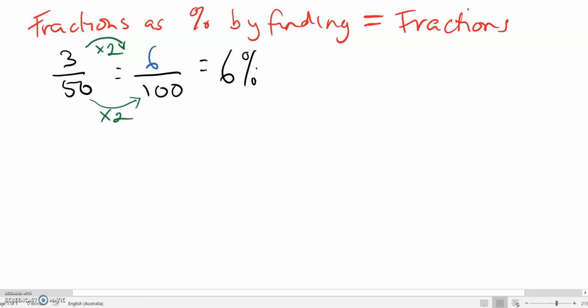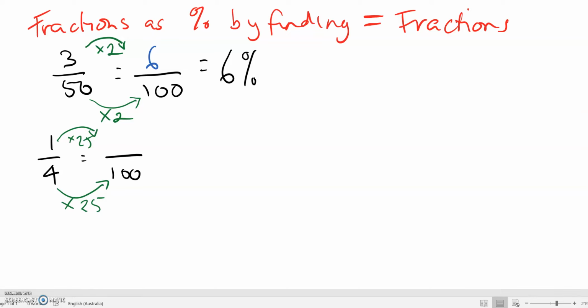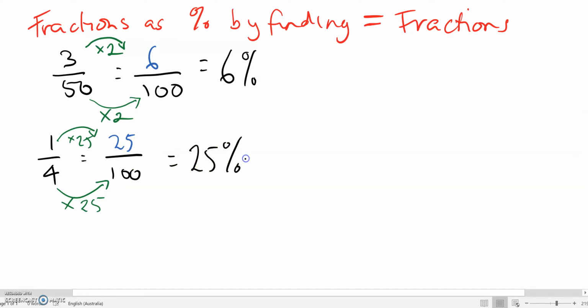Alright, I'll do 2 more examples. One more straightforward one. 1 over 4 equals something over 100. So how do we get from 4 to 100? We obviously need to then multiply by 25. Again, what we do to the bottom, we do to the top, and we end up with 1 times 25 is 25. So 25 over 100 gives us 25%.